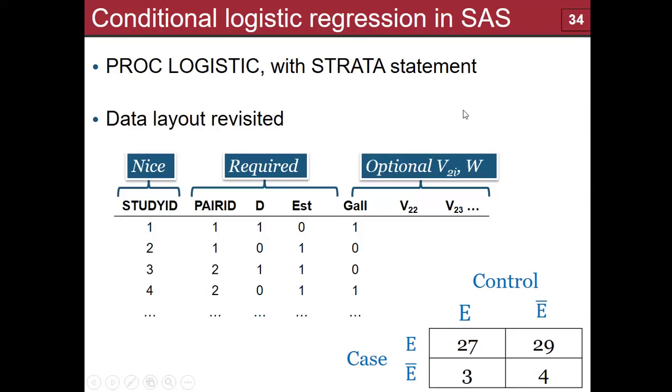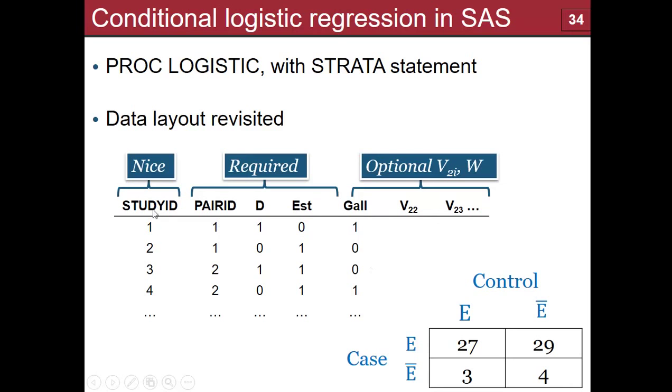So here's what our data layout looks like. This is very similar to what we saw before, and is what a real-world data set would look like. I divide it into nice, required, and optional. This is the bare bones for a matched analysis. You need something that represents the matched pairs, 1, 1, 2, 2, 3, 3, whatever you want to call it. This is going to represent the households, the twins, the case controls, whatever it's going to be. And you need to have their disease and exposure variables.